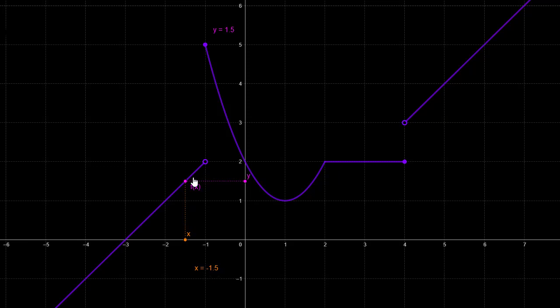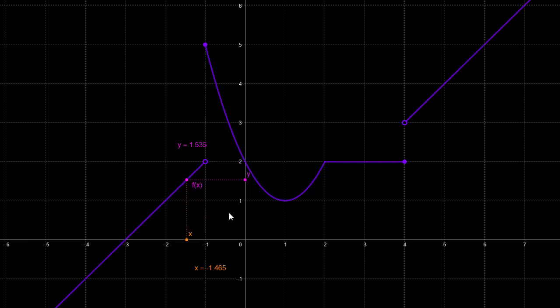-1 from the left. Okay, so from the left, starting over here at x equals -1.5, mapping up to the y, there we go, move that a little closer so we can see it, and we'll let this run now. And as x gets closer and closer to -1 from the left side, y now is approaching a different value. It's approaching this open circle, this open dot.